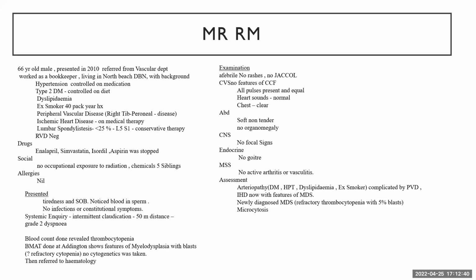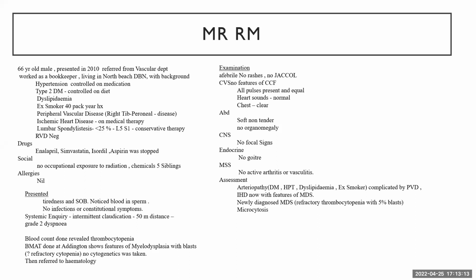He was treated with enalapril, simvastatin, Isodil, and had been previously on aspirin, but was stopped when he presented. He had no other occupational exposures to radiation or chemicals and had 5 siblings. So he presented with tiredness and shortness of breath, and he had also noticed blood in his sperm. He had no recurrent infections or constitutional symptoms. And on systemic inquiry, also had intermittent claudication at about 50-meter distance and also a grade 2 dyspnea.